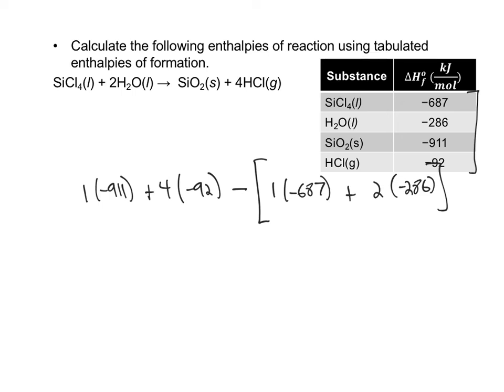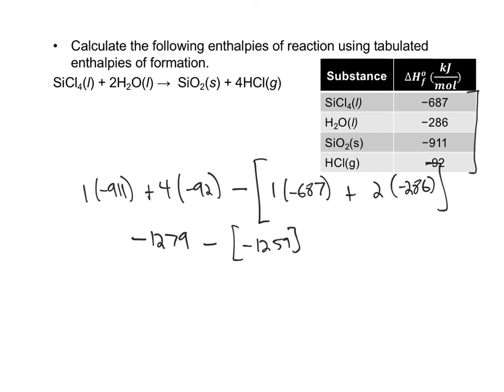And again, at this point, you could punch all of this into your calculator at once, but I'm going to break it up into 2 steps just so we can see what's happening with the signs a little bit better. So negative 911 plus 4 times negative 92 gets me negative 1279 for the products. And then minus, for the reactants, I have negative 687 plus 2 times negative 286. So that's going to be minus 1259.